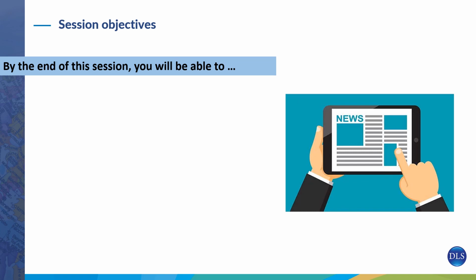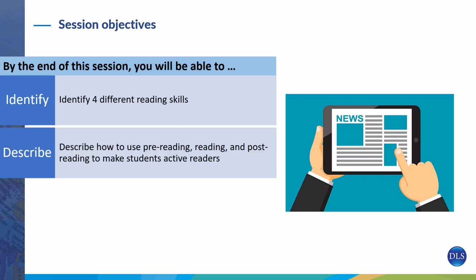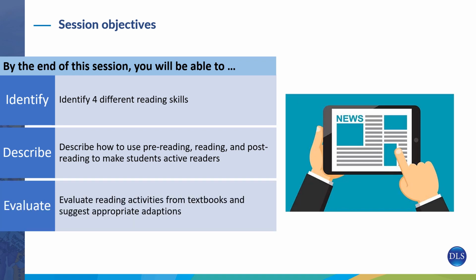By the end of this session, you will be able to identify 4 different reading skills, describe how to use pre-reading, reading, and post-reading to make students active readers, and evaluate reading activities from textbooks, and suggest adaptations where appropriate.